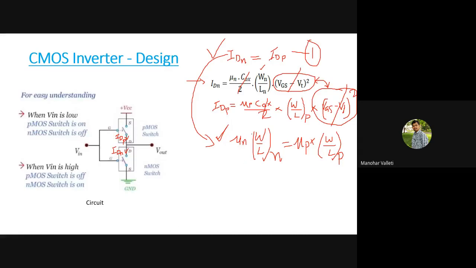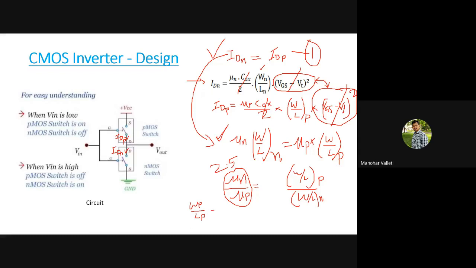We need to vary the W by L ratios, right? As the mobility of the electron and hole are different. So what is the mu n by mu p ratio? Can anybody tell how much is the value? Any guesses? The value of this is 2.5, to substitute the mobility of electron and mobility of hole. As you know, the mobility of electron is more than the hole. So 2.5.